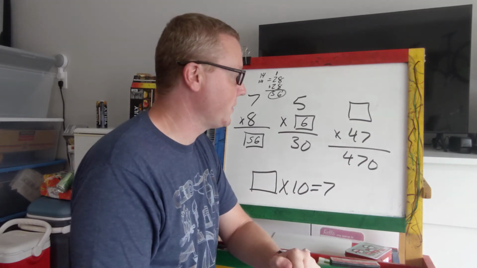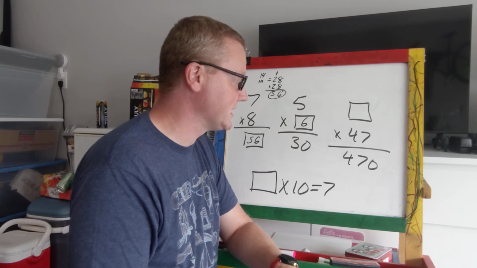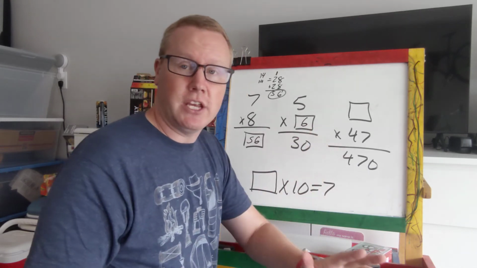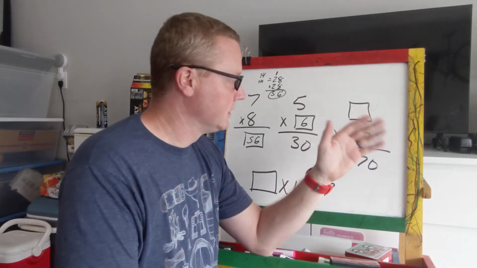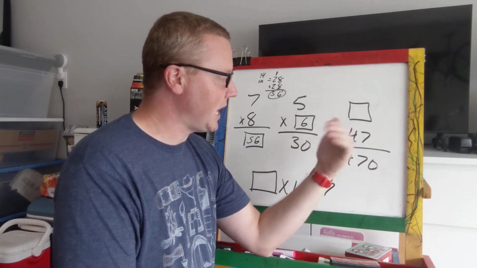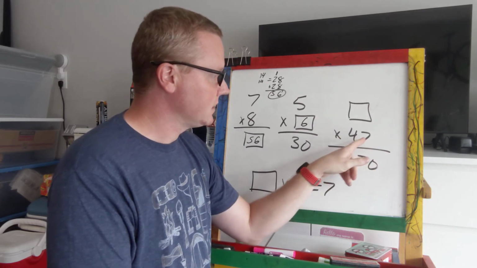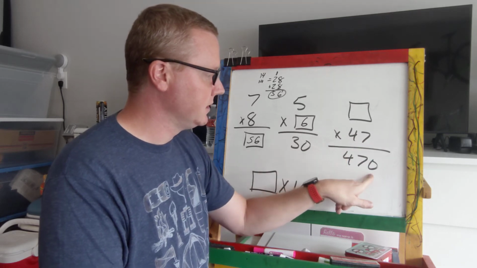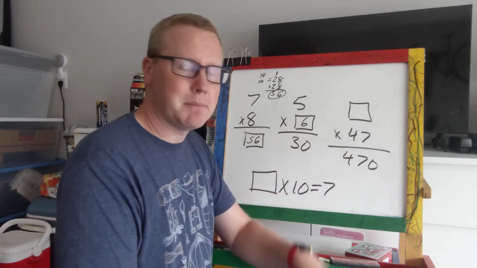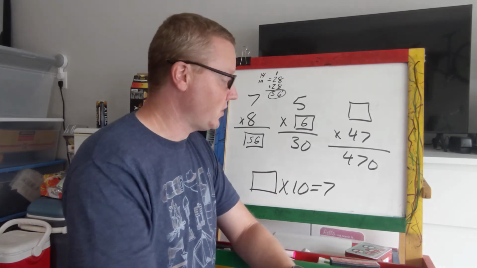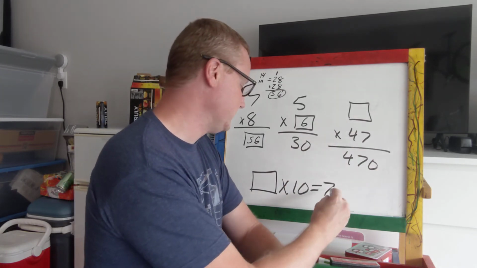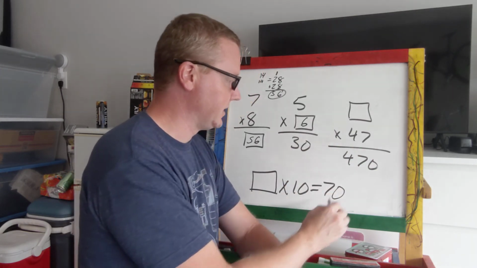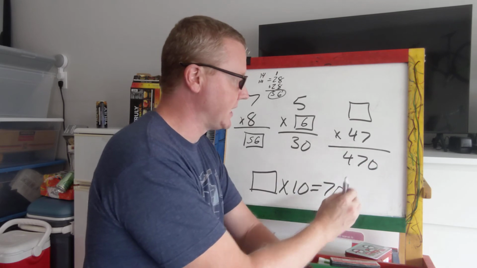This one looks scary. Something times 47 equals 470. Holy moly, those are huge numbers, Mr. B. What are you doing to me? Well, just remember whenever you multiply, if you look here, I see 47 and 47 here plus a 0. So whenever you're multiplying by 10, you're always just adding that 0.